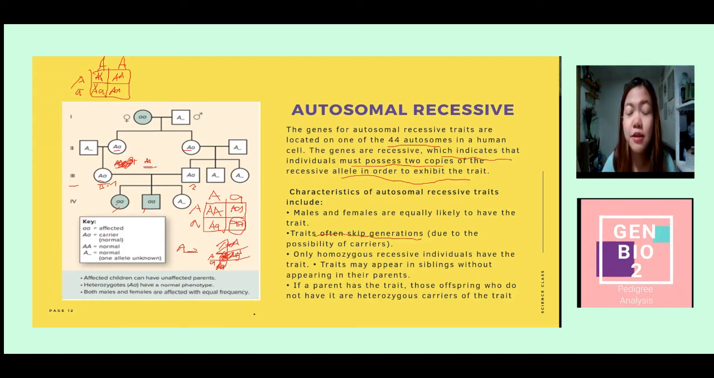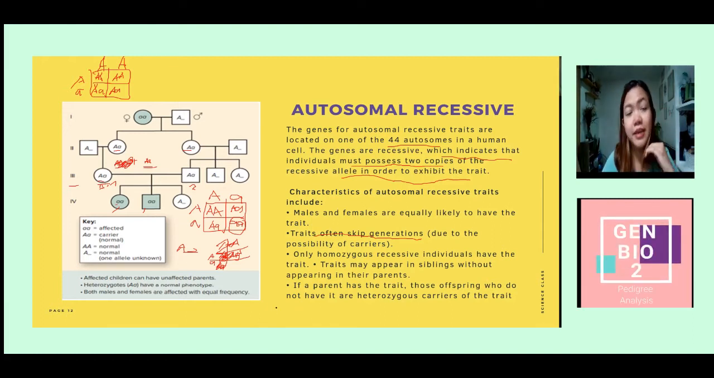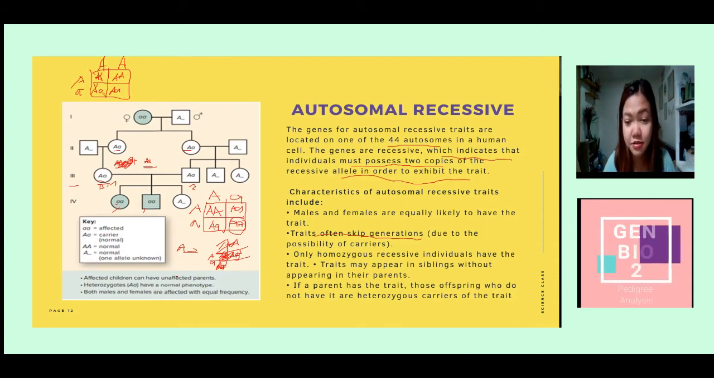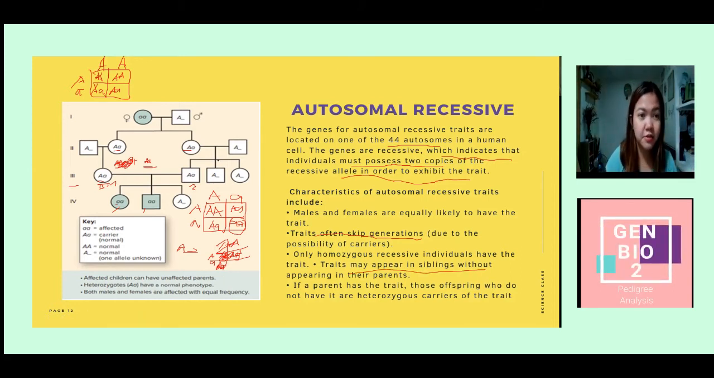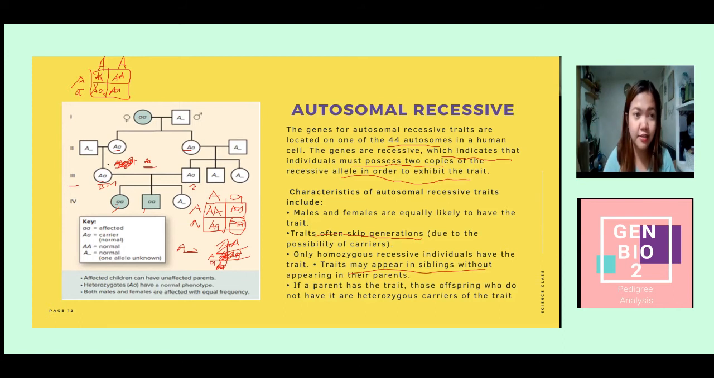Okay. So, only homozygous recessive individuals have this trait, because they need two alleles to express the trait. And the trait may appear in siblings without appearing in the parents. As you can see here, two of the siblings are affected, but the parents are not, because the parents are just the carriers.